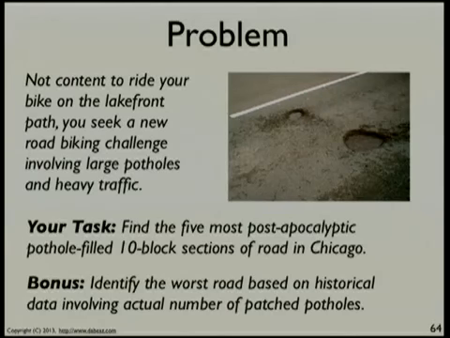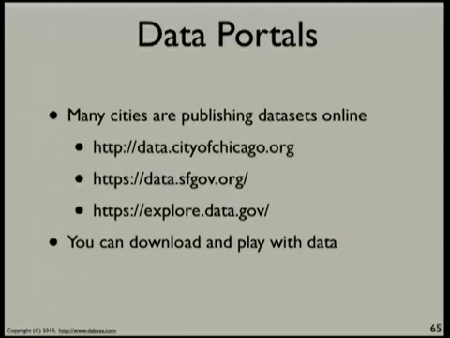So what we're going to try to do is find the most extreme road biking path in Chicago, based on the most potholes reported in the road. Right now it's winter, and there are a lot of potholes in the street. We're going to find the most post-apocalyptic, pothole-filled 10-block section of road in Chicago on which to ride your bike. And you're saying, how in the world am I going to do that? You're going to use the City of Chicago data portal.